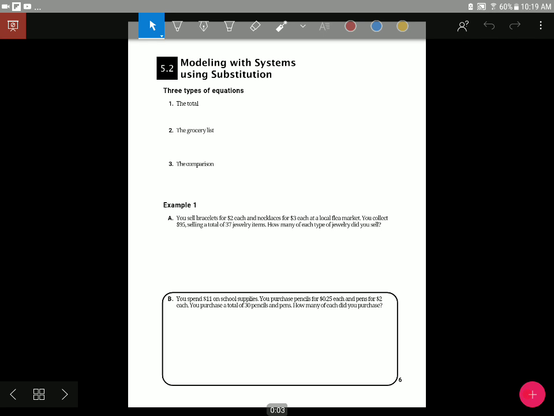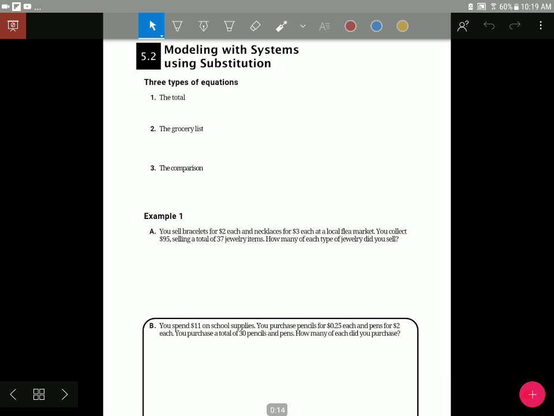5.2, modeling with systems using substitution. We've been using substitution for the past couple of days, and I get the sense, last period, they were getting pretty good at it. I'm getting the sense that y'all are too, but like I said, I wasn't here on Thursday. But we'll see what's going on.